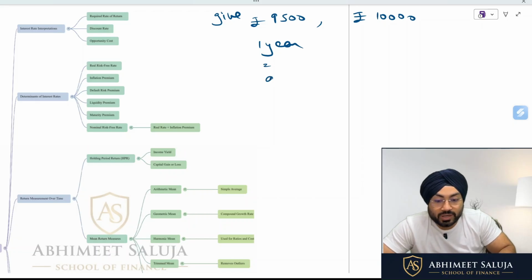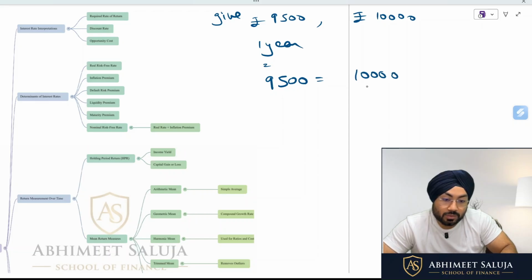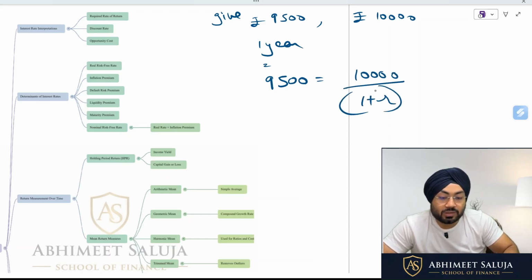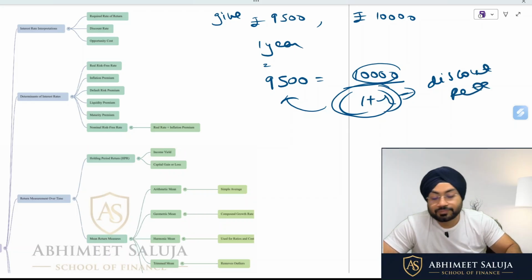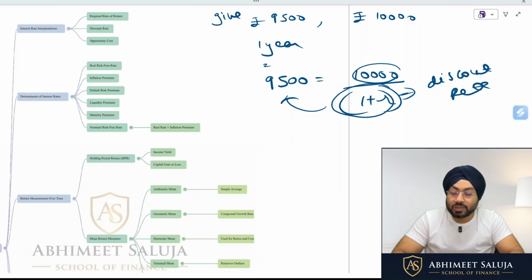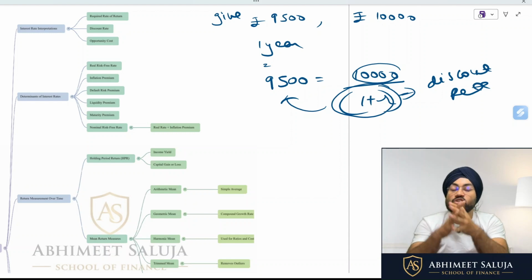So what is discount rate? Discount rate is basically 9500 equals 10,000 divided by 1 plus r. You are discounting this 10,000 by some required rate to get to this. So this is basically discount rate. 1 plus r is basically discount rate. All right. Moving ahead, opportunity cost.